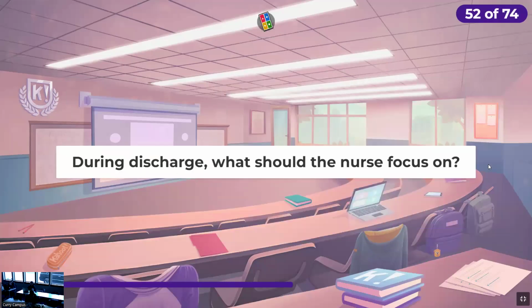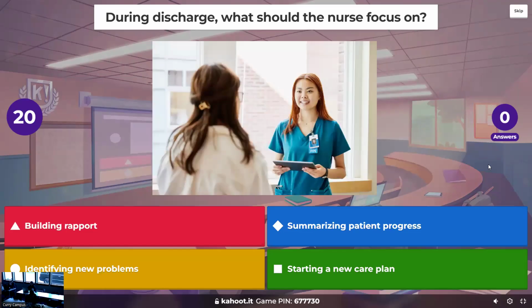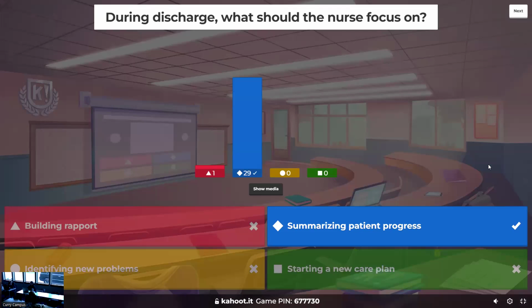Right. During discharge, what should the nurse focus on? And the yellow is identifying new problems. Good. Summarizing patient progress. Good. And that's where the patient discharge information comes in handy. And we want to build rapport as quickly as possible.